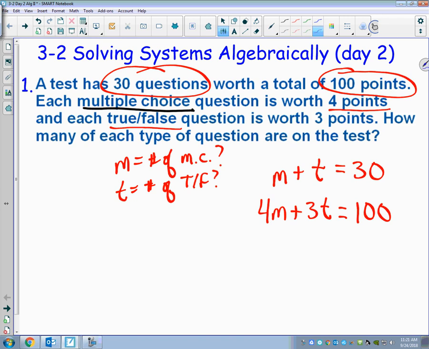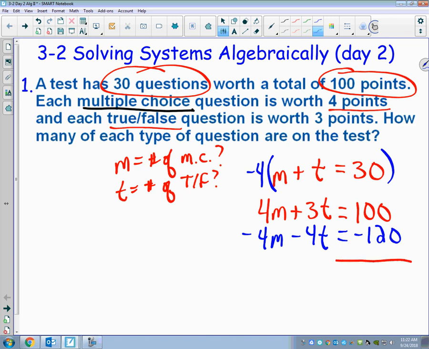Again, I'm an elimination fan, so I'm going to use elimination, but I need to make these eliminate with one of these. And so I'm just going to make my m's eliminate. So to make those eliminate, I'm going to multiply by -4, so then they'll already cancel out. So remember, that means I multiply everything by -4 here. So that would become minus 4t, and then that would be negative 120. So when I solve this now, negative 4m eliminates. 3t minus 4t is negative t. 100 minus 120 is negative 20. So divide by negative, and I get that there are 20 true false.